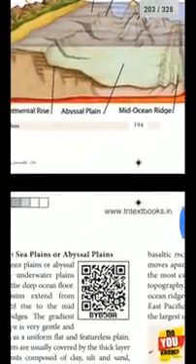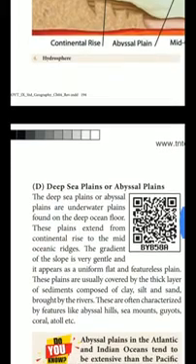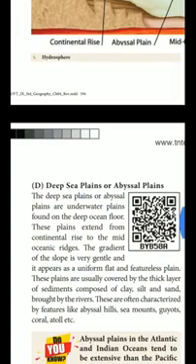Next one is the deep sea plains or abyssal plains. Deep sea plains or abyssal plains are underwater plains found on the deep ocean floor, where you can see this plain on the deep ocean floor. These plains extend from the continental rise to the mid-oceanic ridges. The gradient of the slope is very gentle and it appears as a uniform, flat and featureless plain.